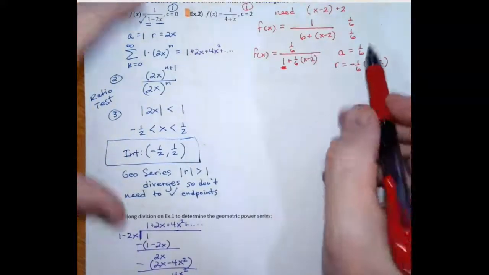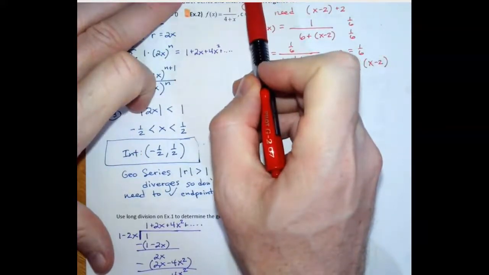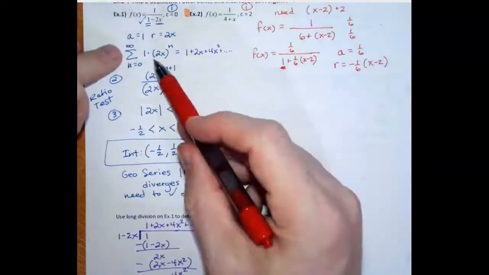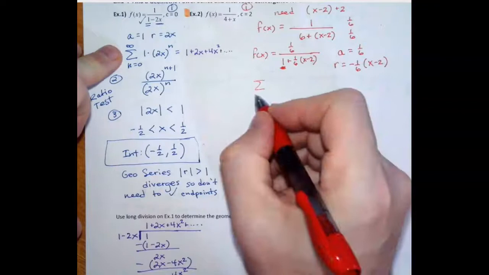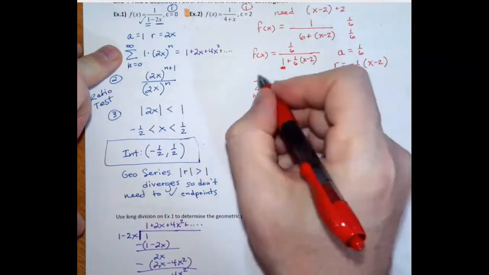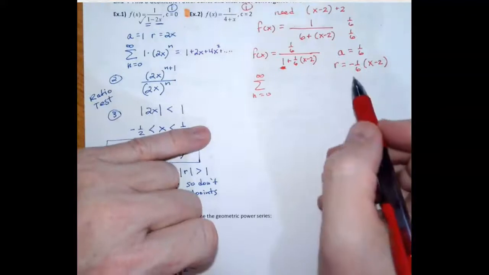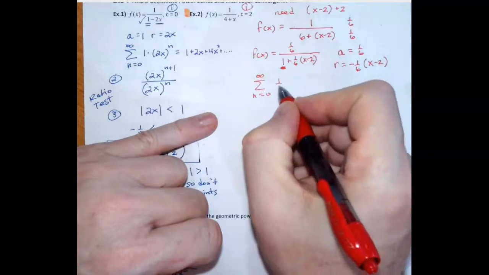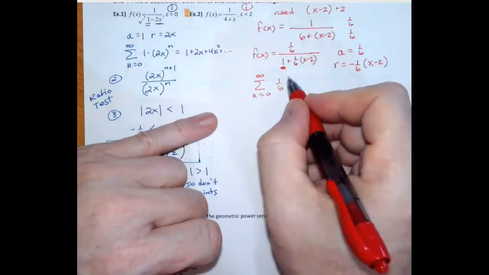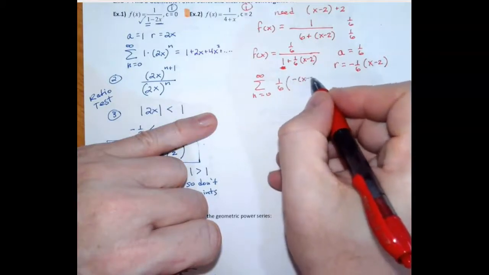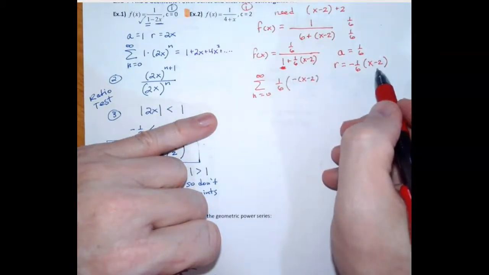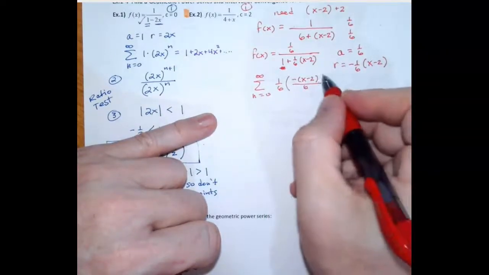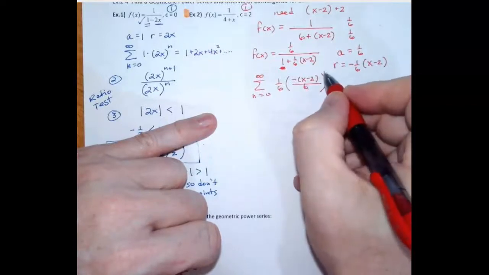Okay, so now, once we get it rewritten like this, then we switch it to a sum there, like we did here. So here we have the sum, and n equals 0 to infinity, and we have a times r to the n. So that's going to be, I'll write it like that, to the n.